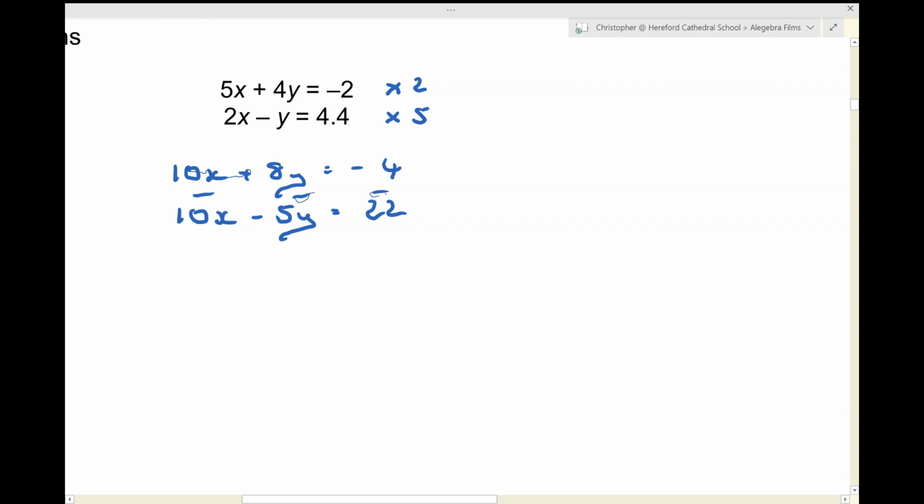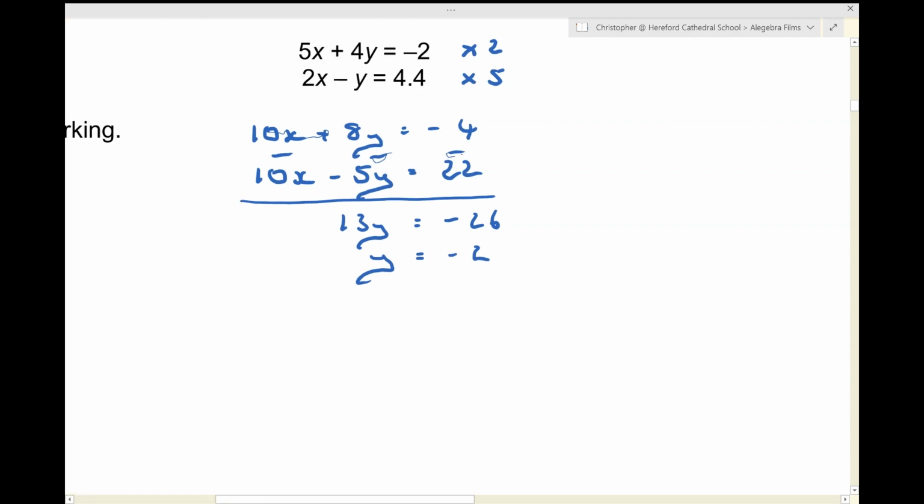Right, so I'm going to have 8y minus minus 5y, 13y equals minus 4 minus 22, minus 26. y equals minus 2. You can use your calculator as much as you like, remember. Now I'm going to substitute that value of y into this top equation. 5x plus 4 times y, so 4 times minus 2 equals minus 2. 5x minus 8 equals minus 2.